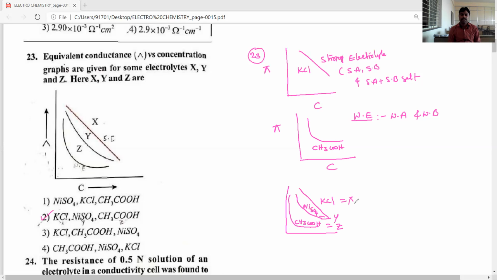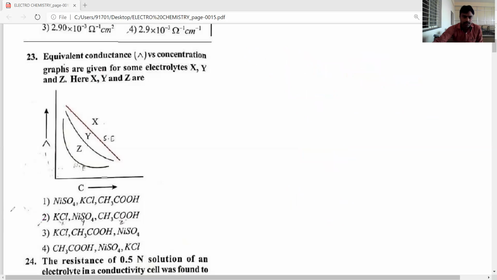Okay, so the answer is the strong electrolyte is potassium chloride, the intermediate is nickel sulfate, and the very weak electrolyte is acetic acid. Their molar conductance with respect to concentration graph is a straight line for strong electrolytes and a curve for weak electrolytes. So the answer is the second option. Okay, let's go for the next question.